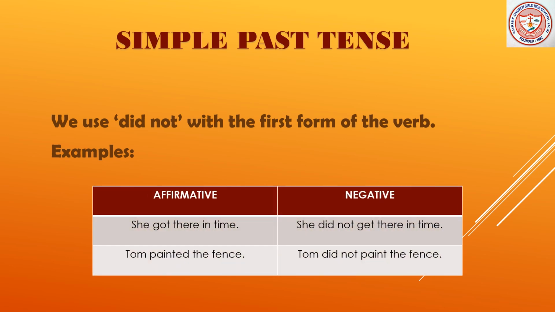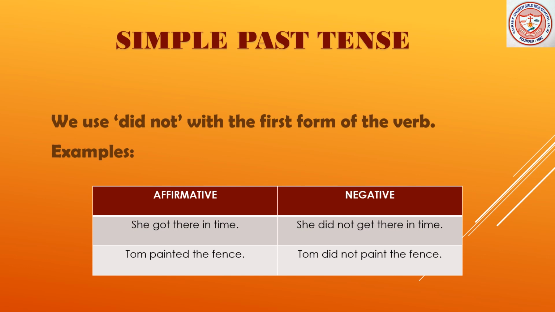Number one, she got there in time. In this sentence, we are getting positive thinking. So, it will be an affirmative sentence. How to make it negative? The negative sentence will be: she did not get there in time. In this particular sentence, we have seen that not has been used after did, which is a helping verb. So, it will be an example of negative sentence.